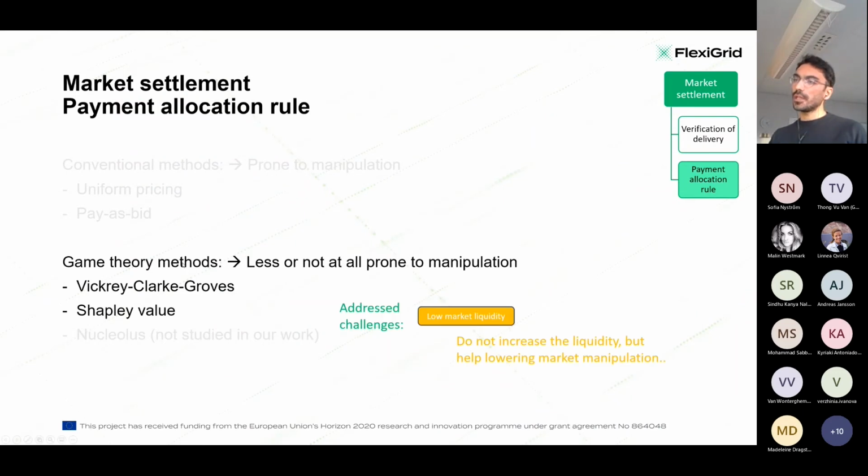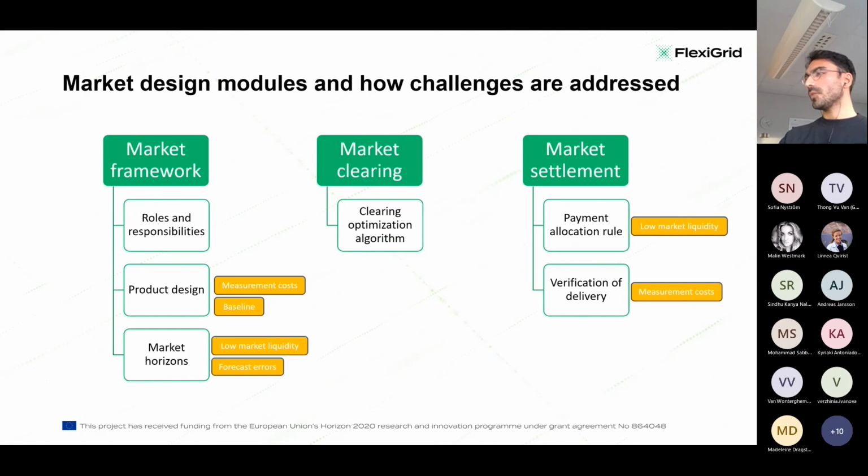So basically, we are trying to also use these new methods for payment allocation not to increase the liquidity directly, but to help lower the consequences of low market liquidity. So we can use them to lower the market manipulation potentials here. Yeah, here is the brief summary again: different modules of the design and which challenges we have tried to address with each module of the design.